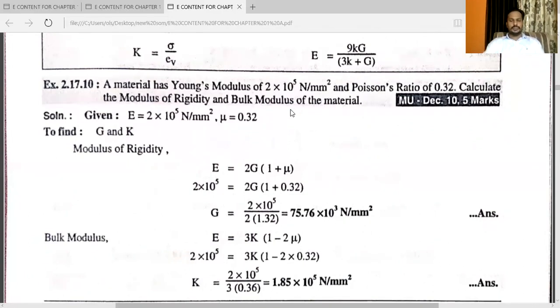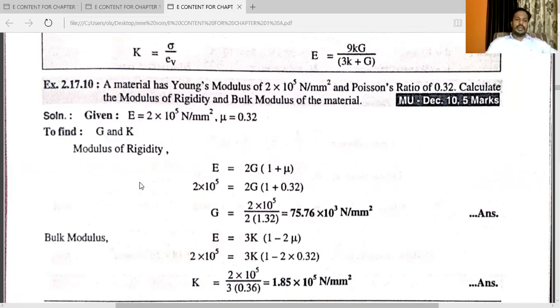So here, first of all, you have to write the given data. In the given data, Young's modulus is given, that is 2 into 10 raised to 5, so E is equal to 2 into 10 raised to 5 Newton per mm square. The Poisson's ratio is given, that is 0.32, so mu is equal to 0.32. Here you have to find out modulus of rigidity, that is G, and bulk modulus, that is K.